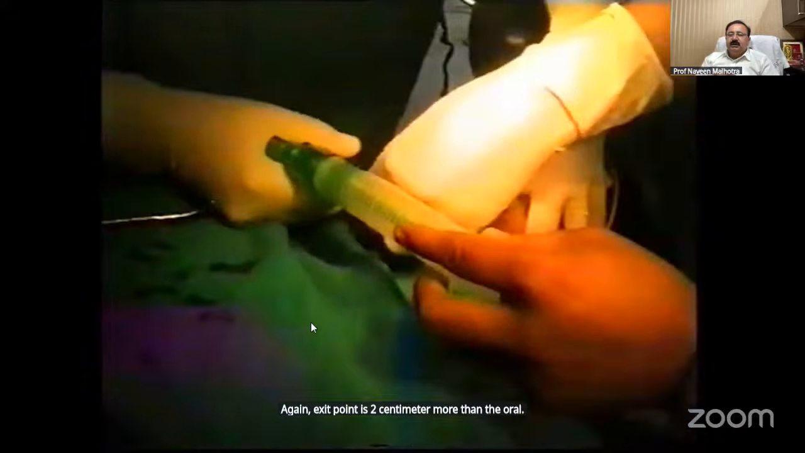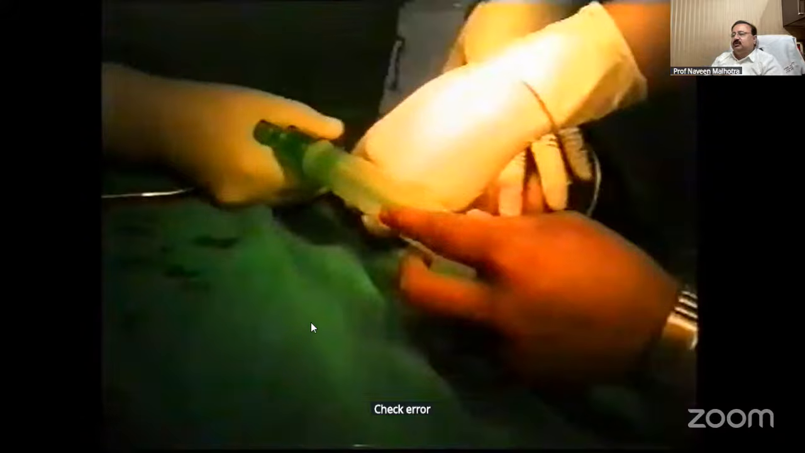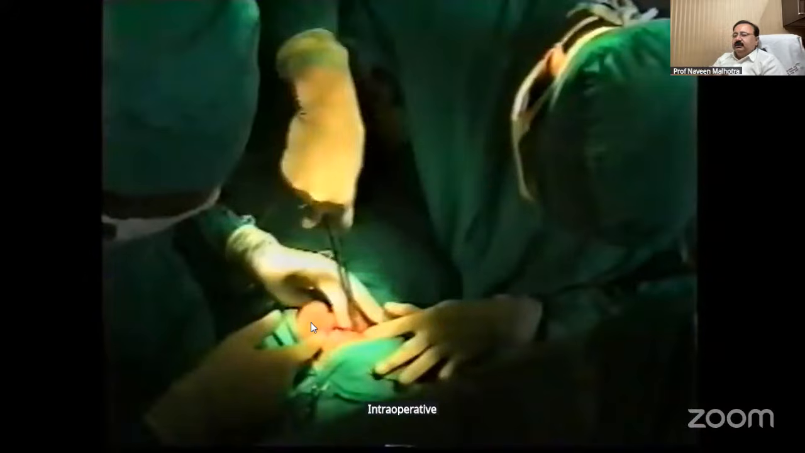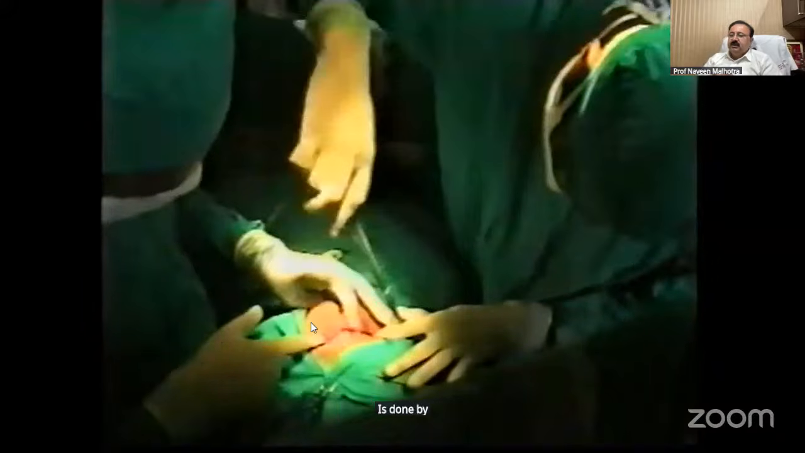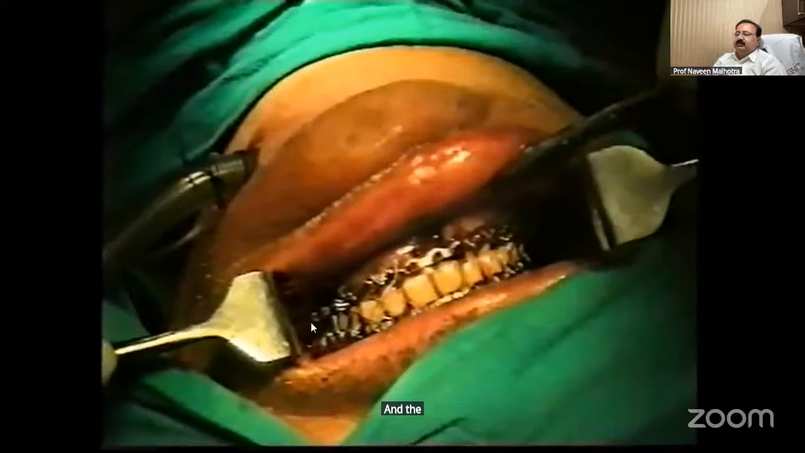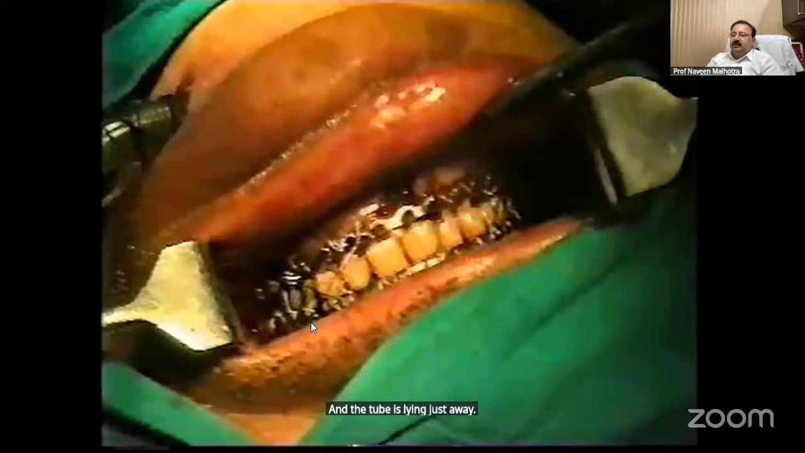Again, the exit point is 2 centimeters more than the oral. Check air entry and fix with 1-0 or 2-0 silk suture. Intraoperatively, the maxillomandibular fixation is done by the surgeons, and the tube is lying just away, and they can do all sorts of surgeries.